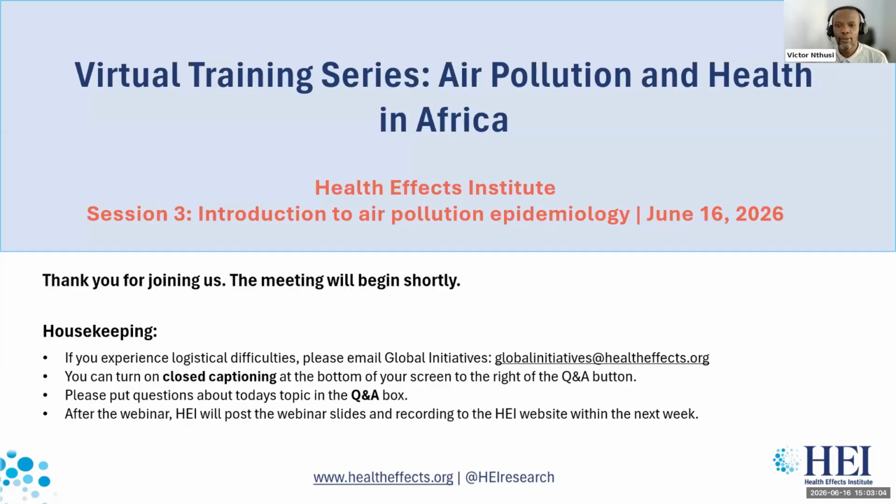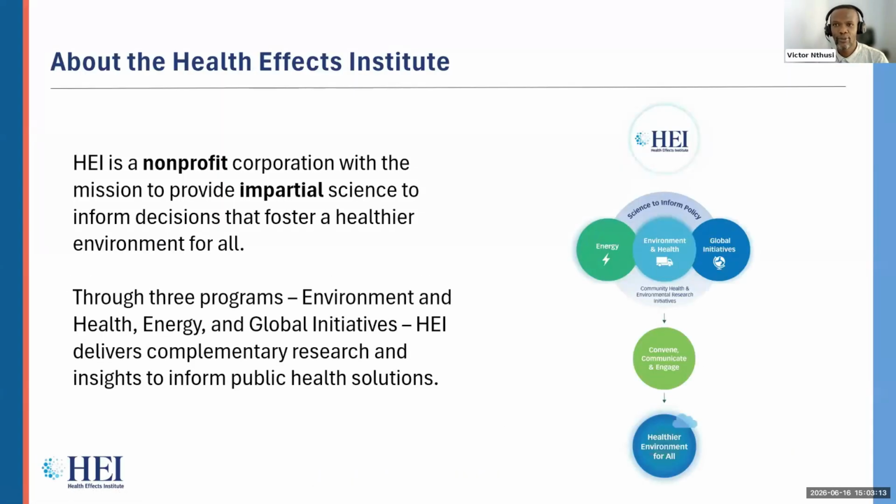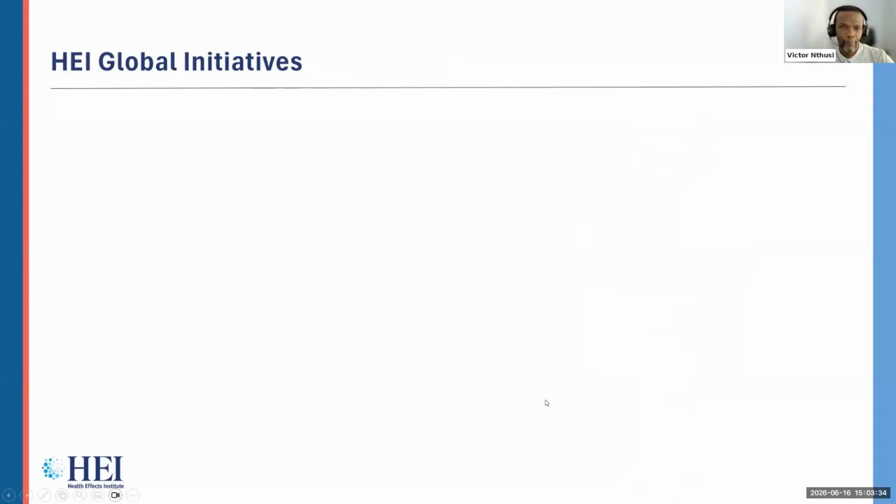So today we'll briefly go through HEI as we build to our training series and why we are here today. A few words about HEI. We are a nonprofit whose mission is to provide impartial science that informs decisions and fosters a healthier environment for all. We do this through three programs at the Institute. We have an environmental health program, an energy program, and a global initiatives program, which is the program that's bringing you this virtual training series.